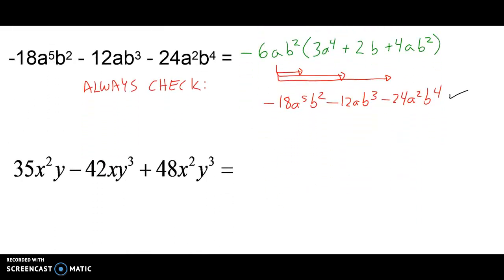Here's one more to try on your own. And again, the way this works, get out a piece of your own paper, pause the video, and in a second, I will work the problem.